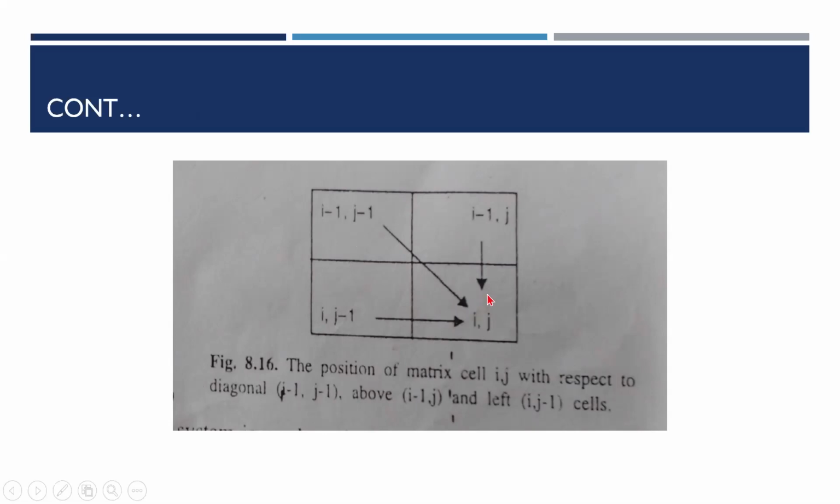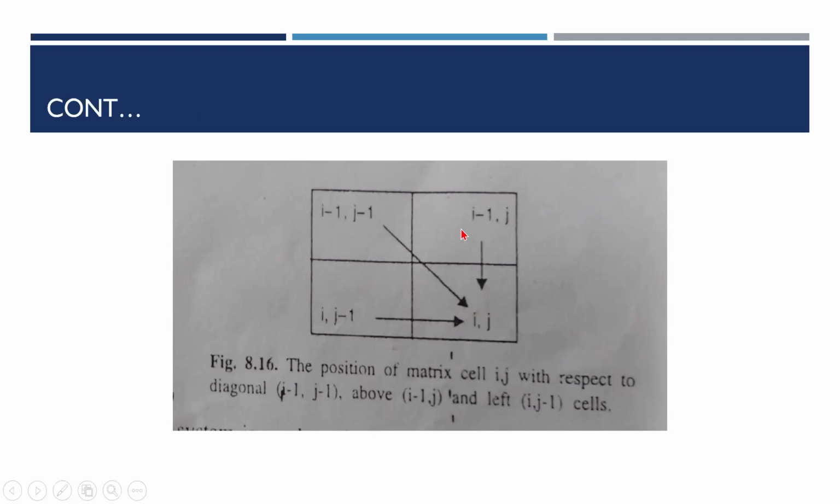You are trying to fill with the alignment score. If you want to fill this cell with alignment score, as per the dynamic programming method, it is required to know the values in these 3 cells with the positions diagonal, above, and left. The position of the diagonal cell is I minus 1, j minus 1. When this is ith row, this is I minus 1 row. When it is jth column, this is j minus 1 column.